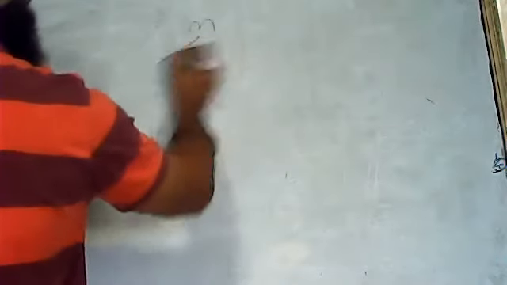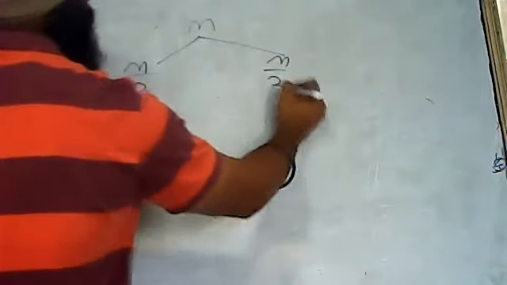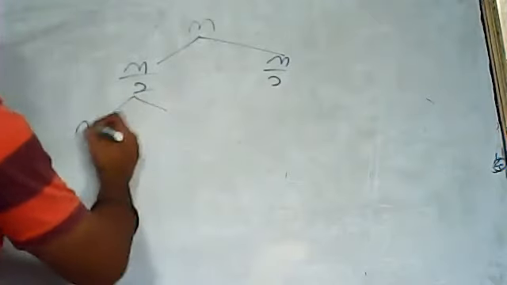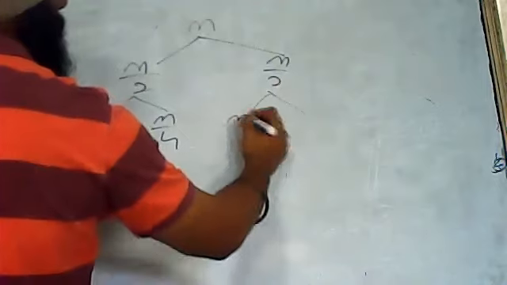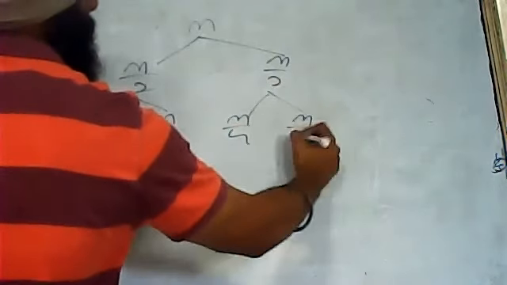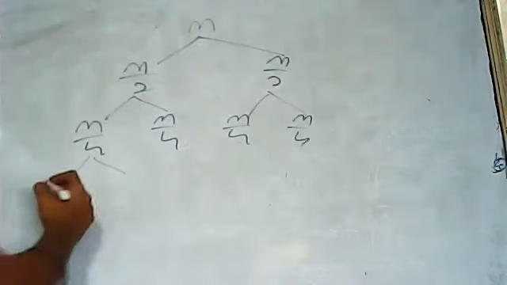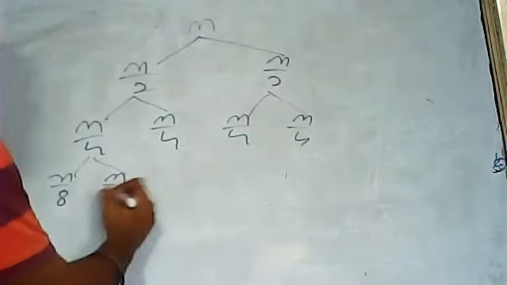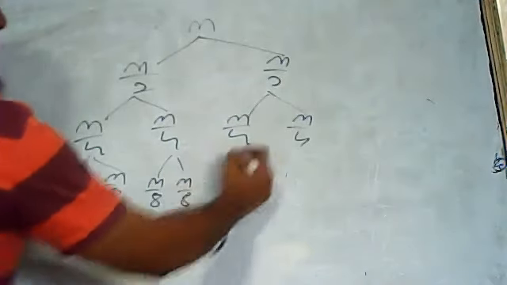If there are n elements, and we divide into two equal subparts, n by 2 and n by 2, and if we further divide it, n by 4 and n by 4, two equal halves in case of merge sort. If we further divide it, it will become n by 8, n by 8, n by 8, n by 8.